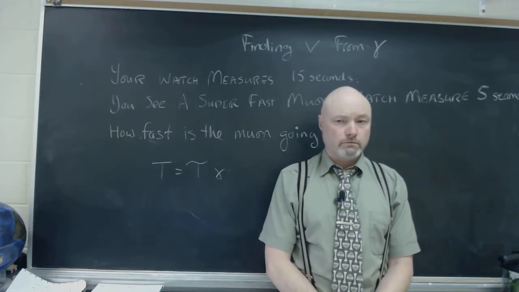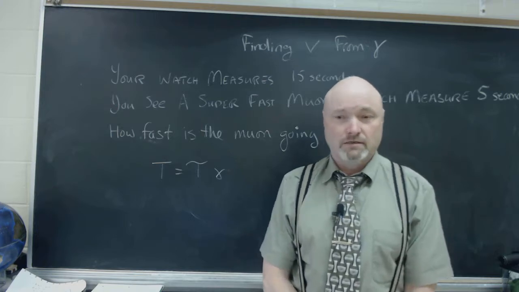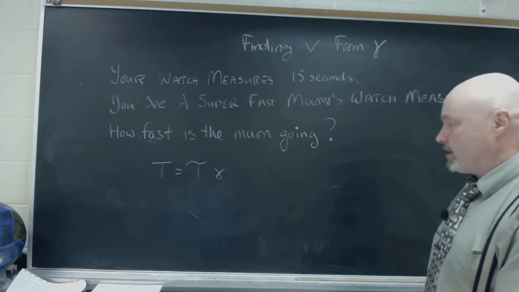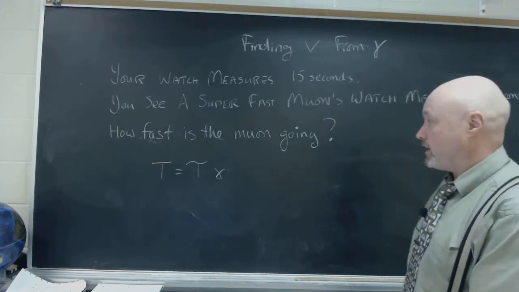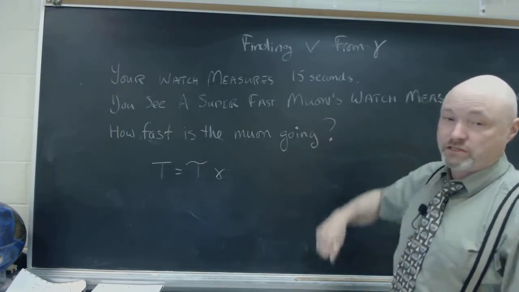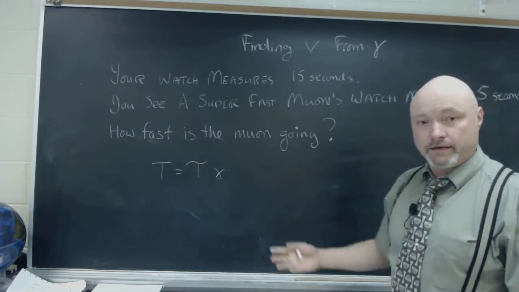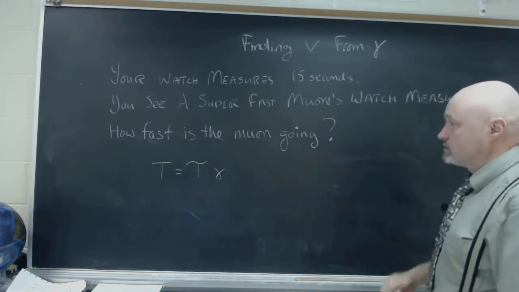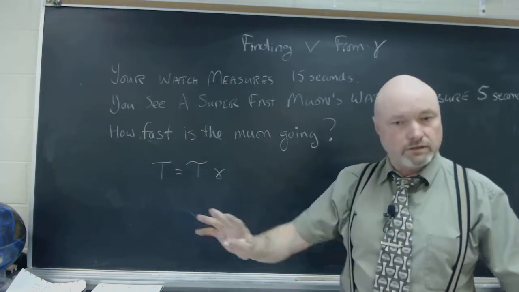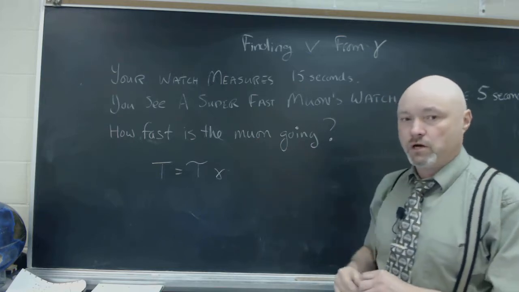All right, so we've come to the conclusion that calculating gamma actually isn't all that straightforward. So we're going to go through a gamma calculation here. Your watch measures 15 seconds. You're watching a muon, and its watch is measuring 5 seconds. So it's traveling at some relativistic speed that's changing time for it. The question is, how fast is the muon going?